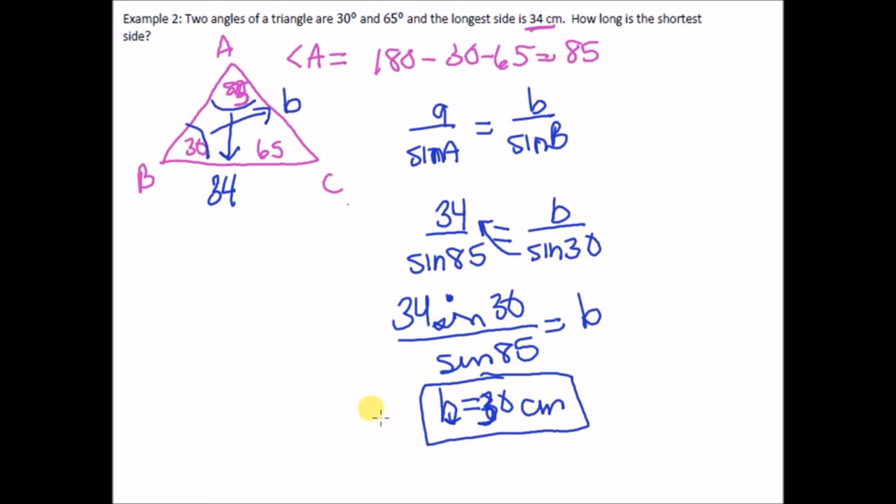If we don't know and we're not confident, what we can do is we can simply plug this in and see if it's the same ratio. So when I divide 34 divided by sine 85, I get 34.12. Okay, now let's divide 30 divided by sine 30.